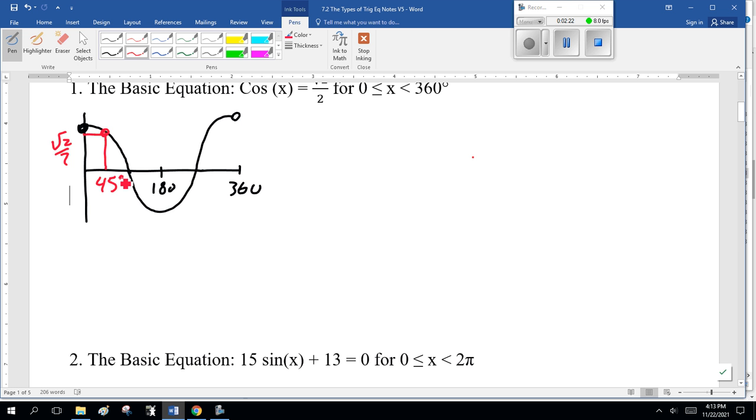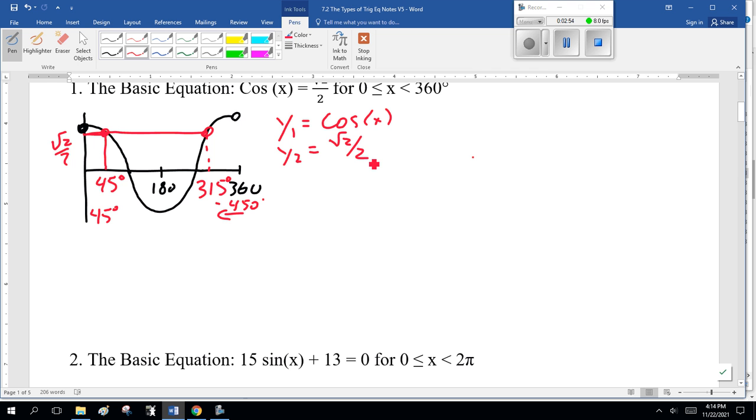Now, right off the bat, that's good. The reason I want you to draw the graph is that there is a second answer over here. And I happen to know from bitter experience, this is 45 degrees from the beginning. This would be 45 degrees from the end, which is 315 degrees. So you draw the graph and you go, oh, there's two solutions here. As I said, y1 is cos of x, y2 is square root of 2 over 2, not the decimal approximation.